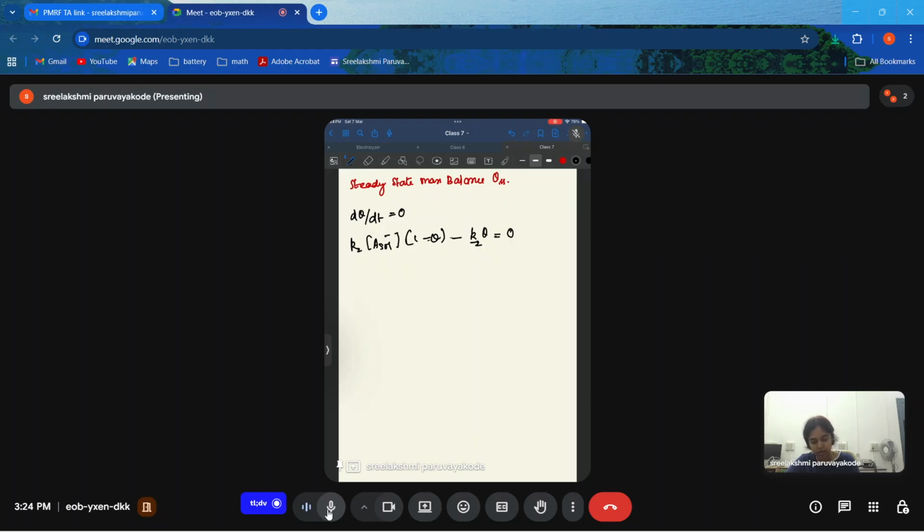Now what is happening in steady state? Let's rearrange. K2 A solution minus equal to K2 A solution minus plus K minus 2 times theta. At steady state this becomes theta SS, and theta SS becomes K2 A solution minus by K2 A solution minus plus K minus 2. So it's steady state. I can write it as DC. Everything becomes DC because it's a steady state.